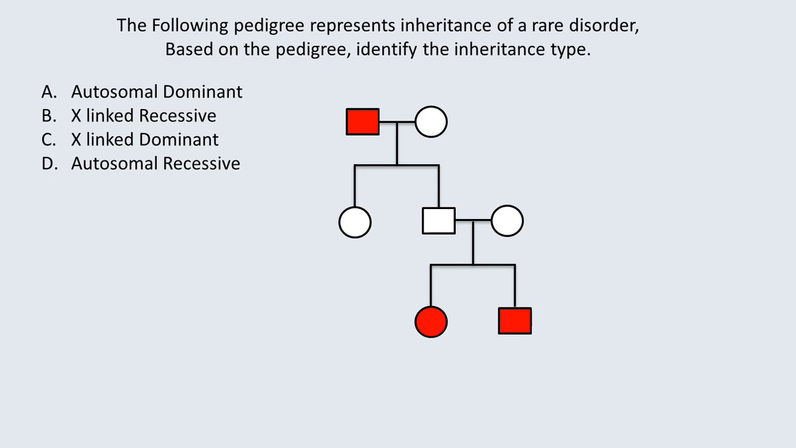So the first question is: the following pedigree represents the inheritance of a rare disorder. Based on the pedigree, identify the inheritance type. The options are autosomal dominant, X-linked recessive, X-linked dominant, and autosomal recessive. If you look into the pedigree diagram, the first generation male is affected, but their children are not affected. Similarly, the second generation male and his partner are also not affected. But in the third generation, you can see that the female and male are both affected.